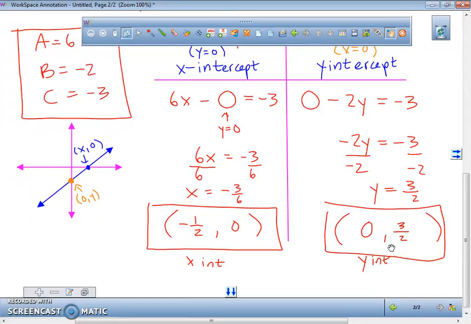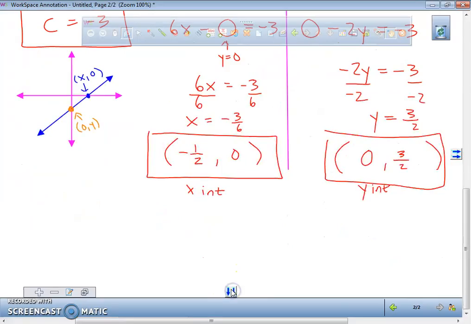So if we want to, we can go in and check it. You could check it using a graphing calculator, but you have to change things to y equals form. So let me tell you, you can use A, B, and C to get your slope, your y-intercept, and your x-intercept. That's what we're going to do next. Ready? So here we go.